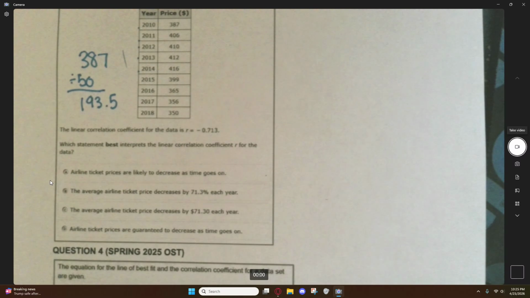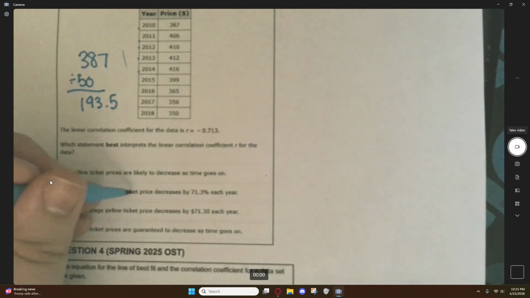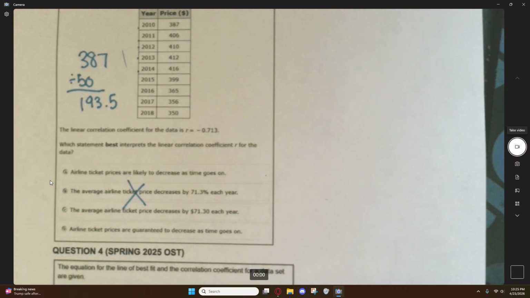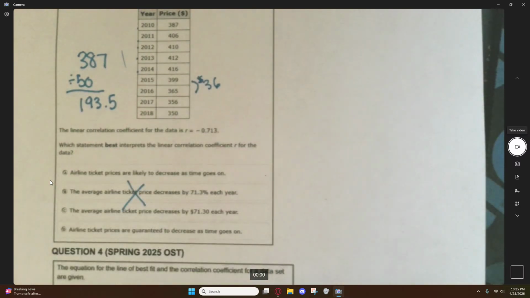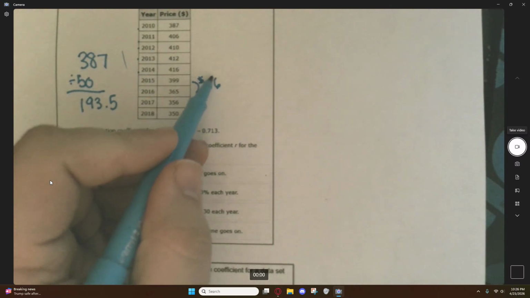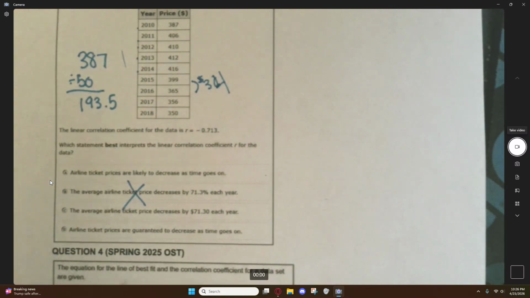So a decrease of 71.3% would be even more. We have nothing close to this. The average ticket price decreases by $71.30 every year. Again, we don't have anything that's even close to that. The closest is this one, and that was only a drop of $36. So, I'm sorry, $34. It's late. So yeah, not helpful.